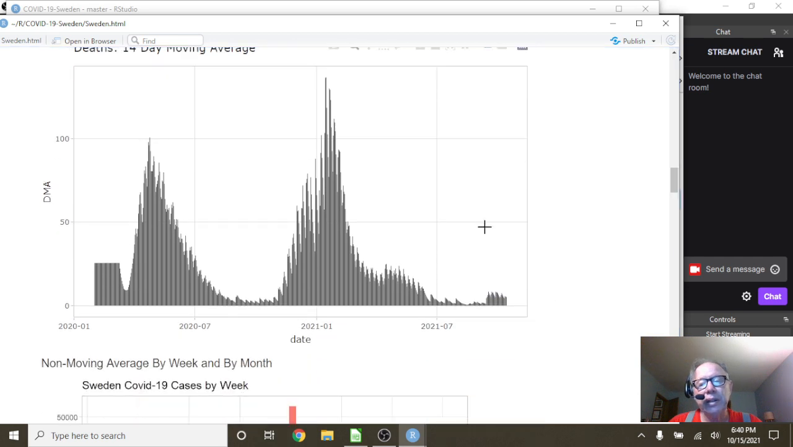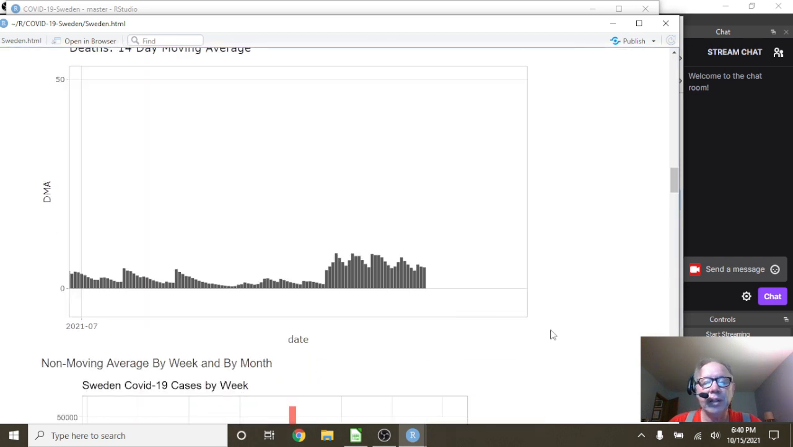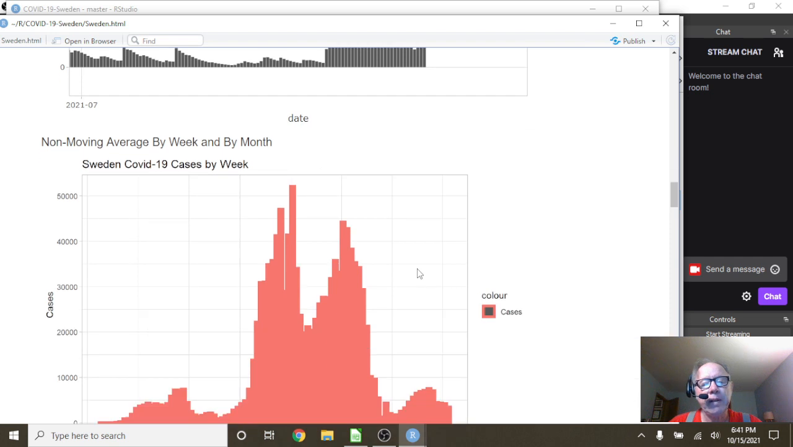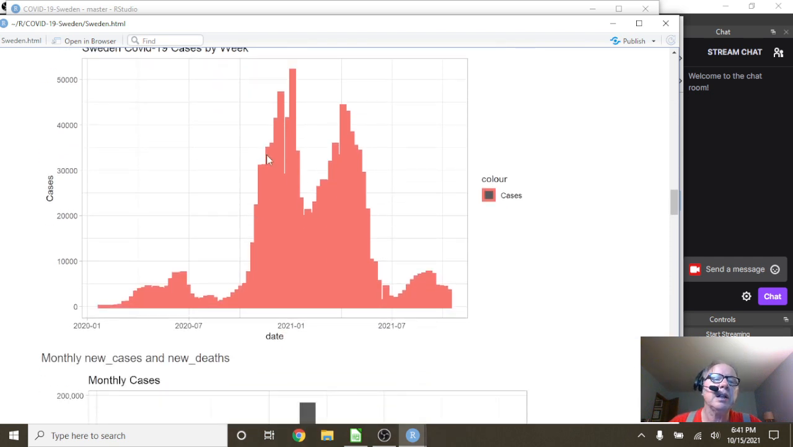Let's take a look at the 14-day average for cases and deaths. The 14-day average for deaths is 5 deaths per day. This is just weekly cases, nothing real surprising there.